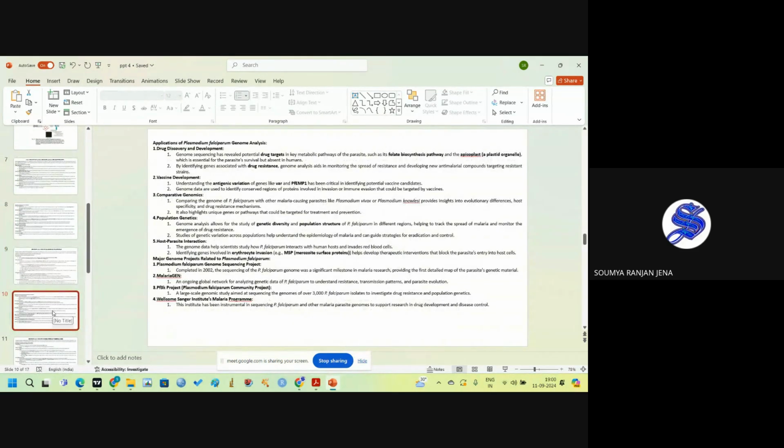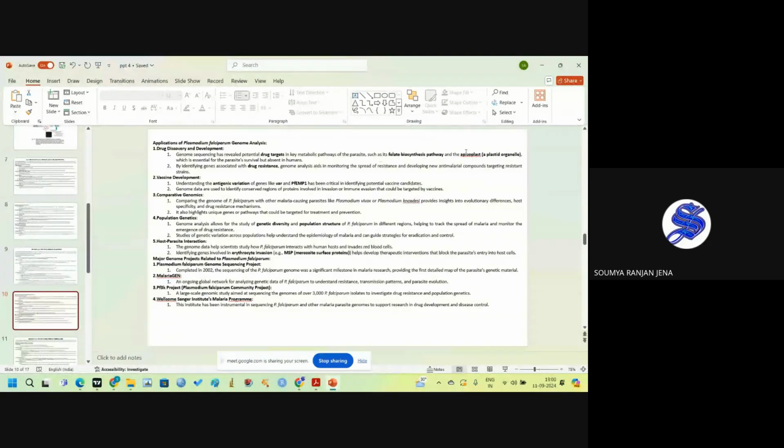Then what is the benefit of this Plasmodium falciparum analysis? We can target drug discovery and development. We can develop different drugs based on the analysis of the Plasmodium falciparum genome. These drug targets are key metabolic pathways of the parasite, such as its folate biosynthesis or the apicoplast, a plastid organelle which is essential for parasite survival but absent in humans.